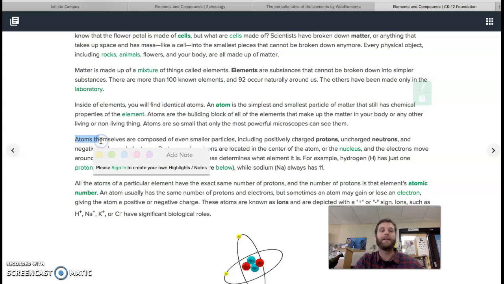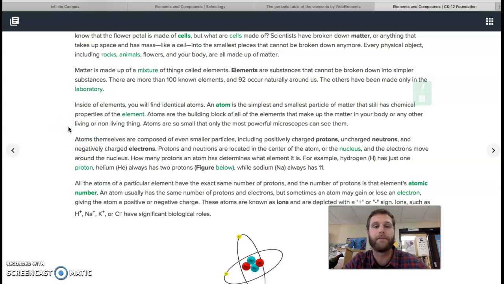All right, so I'm right here in the reading. Atoms themselves are composed of even smaller particles, including positively charged protons, uncharged neutrons, and negatively charged electrons. Protons and neutrons are located in the center of an atom, or the nucleus, and the electrons move around the nucleus. How many protons an atom has determines what element it is. For example, hydrogen has just one proton. Helium always has 2 protons, like in the figure below, while sodium has 11.